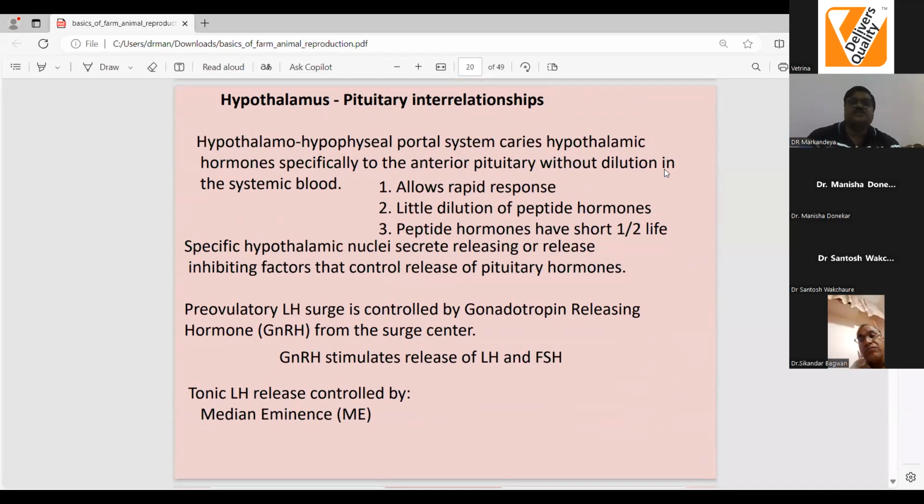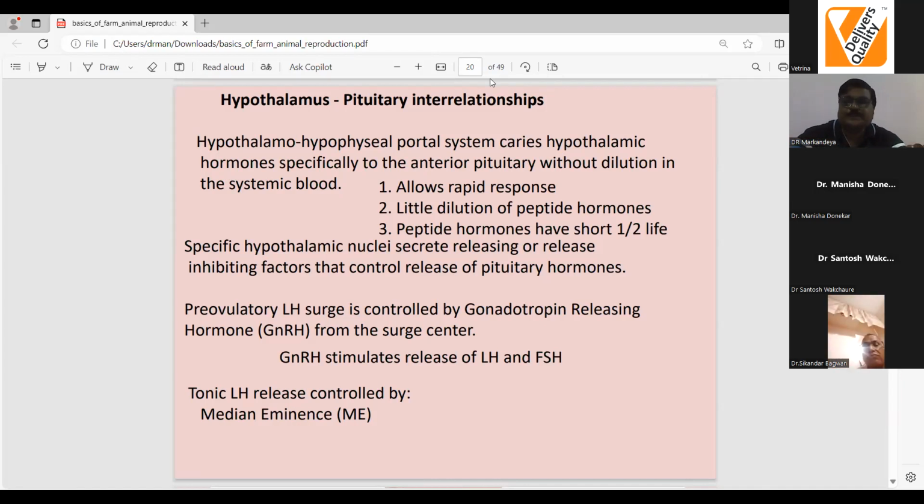Yes, the hypothalamus-pituitary interrelationship, a very important one. Here we have to note that specific hypothalamic nuclei secrete releasing and release-inhibiting types of factors. Tonic release and phasic release are also important. It is not a continuous type of release. Small pulses and a small, continuous tone are maintained in the secretion of the hormones.